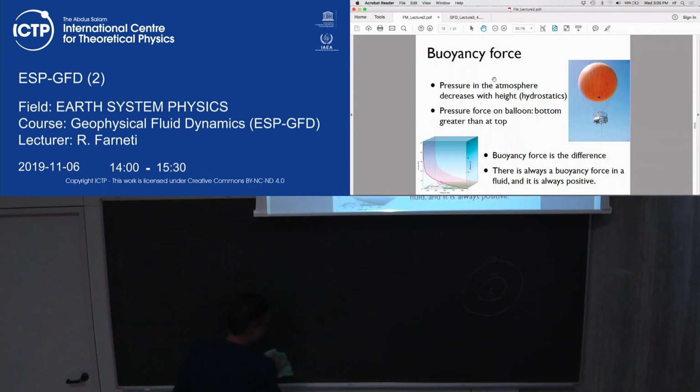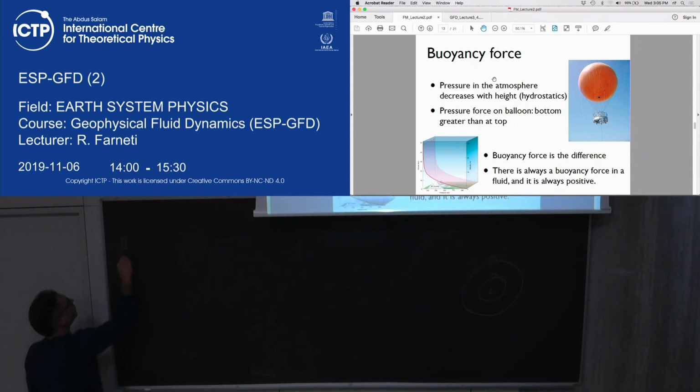So still on the hydrostatic balance is the buoyancy force. Remember, dP by dz is equal to minus rho g, my hydrostatic balance. So we know that pressure in the atmosphere decreases with height. If this is my height, pressure decreases with height. This is my pressure as a function of z. And so there's a pressure force, for example, on a balloon.